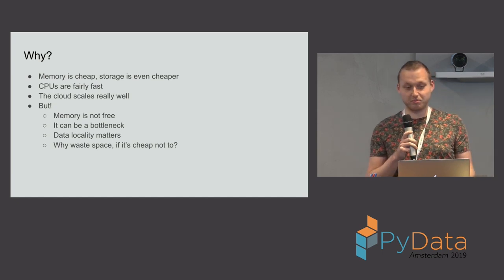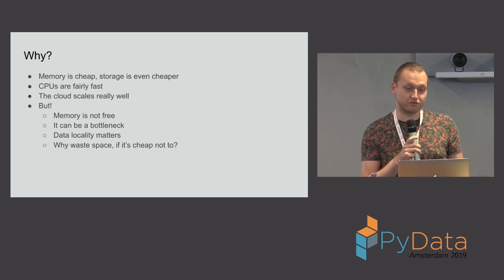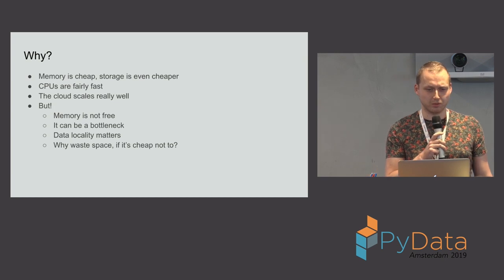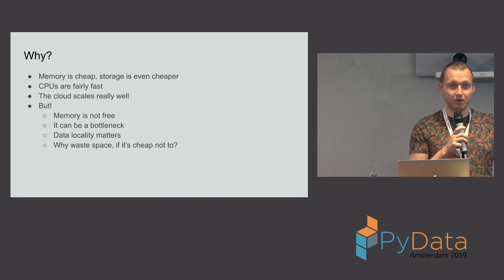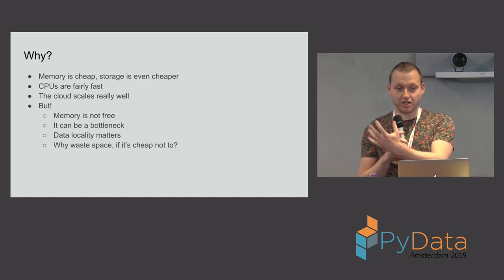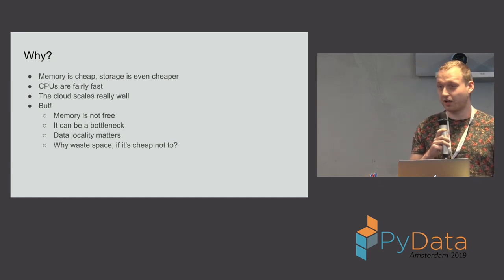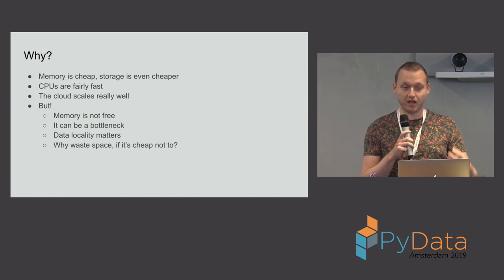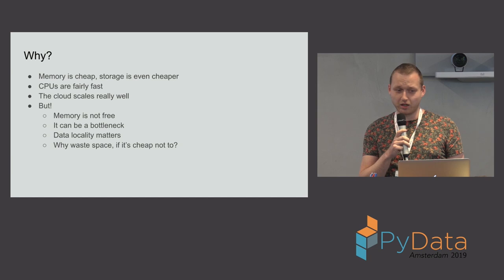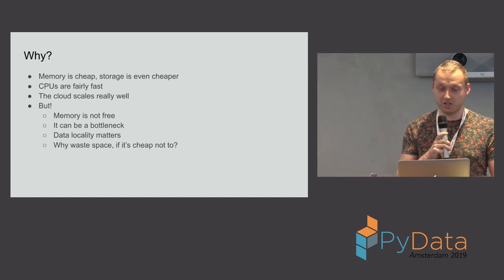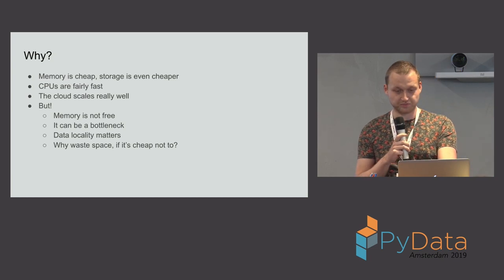One is, whilst memory is cheap, it's not actually free. It can be a bottleneck, especially in some performance critical software. Data locality matters, meaning that having a terabyte of data on S3 or on HDFS or on your local disk is something different than having it in memory or in a CPU cache. Well, not a terabyte of memory, obviously. So that matters quite a lot. And last but not least, why should we waste space if it's cheap and easy not to?